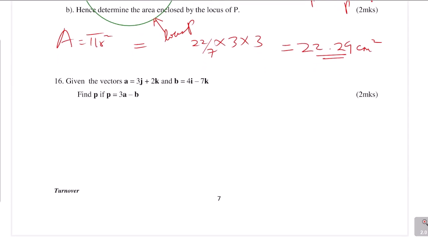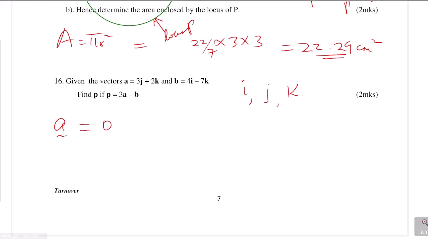16. Given the vectors A is 3j plus 2k and B is equals to 4i minus 7k, find P if P is equals to 3A minus B. So what you're supposed to ensure here is the order. The order of these i, j, k vectors should be i followed by j followed by k. So you need to be very keen with that. So for A, you can see it is starting with j. So that means we don't have i. So if we don't have i, then it will be 0i.